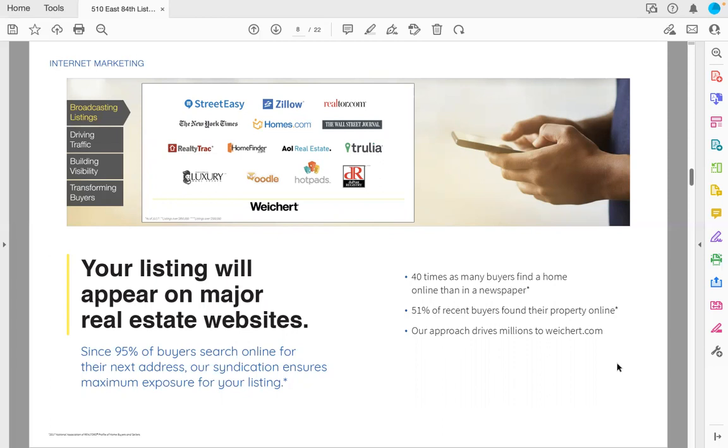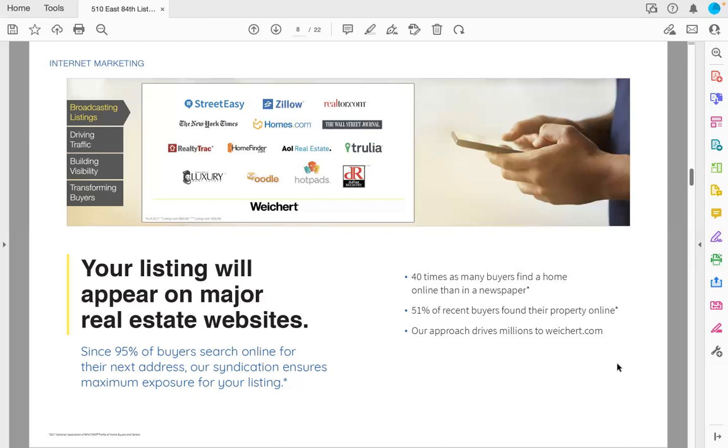And so we make sure that your listing will go to StreetEasy, to Zillow, Realtor.com, which is a broker-only website, but it's actually the second most trafficked real estate website out there, The New York Times, Homes.com. I'm not sure, do you happen to watch HGTV? A little bit, yeah. I don't know if you know this, but Homes.com is actually owned by HGTV. And so they actually syndicate there, and they advertise Homes.com all the time.